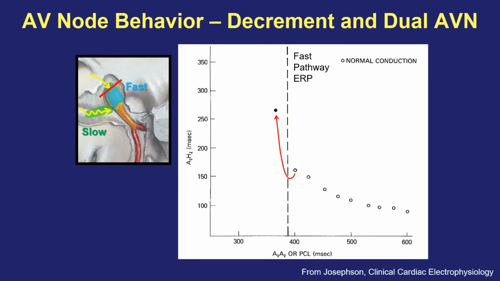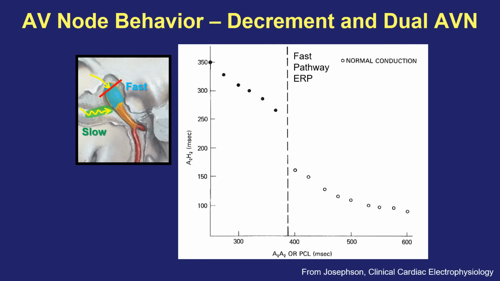And as we continue to bring in that A2 beat, we're going to see that same type of AV node decremental behavior in the slow pathway. So you're going to see this more predictable slope resume, even though all of these AH intervals are now longer because we're conducting through a slower part of the AV node. So the graph of somebody who has two parts of their AV node has this initial component, which reflects fast pathway conduction, and then this other component that reflects slow pathway conduction.